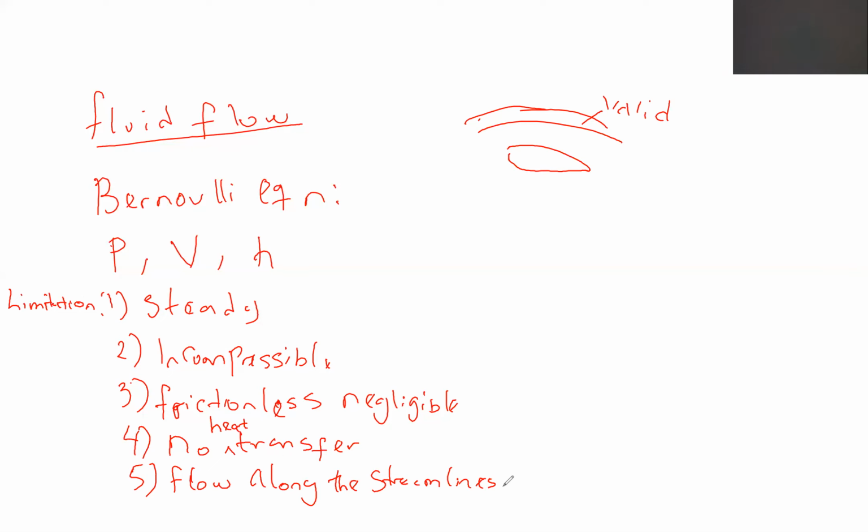Also, lastly, there has to be an assumption that there's no shaft work. Those include things like pumps, turbines, and things like that. Instead of using the Bernoulli equation, the energy equation is what would be used.